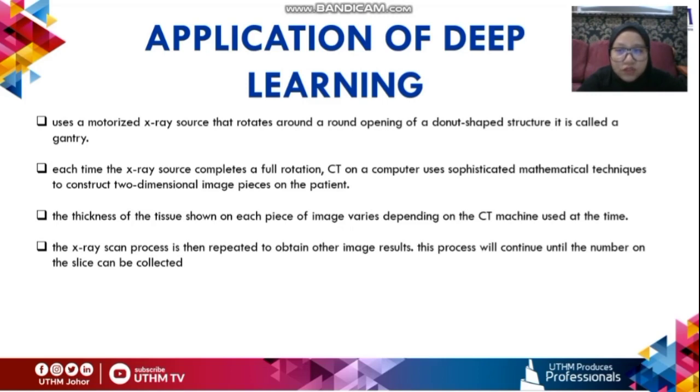It is called a gantry. Each time the X-ray source completes a full rotation, the CT computer uses a sophisticated mathematical technique to construct two-dimensional image slices of the patient. The thickness of the tissue shown on each slice varies depending on the CT setting used at the time. The X-ray scan process is then repeated to obtain the image result. This process will continue until the number of slices can be collected.